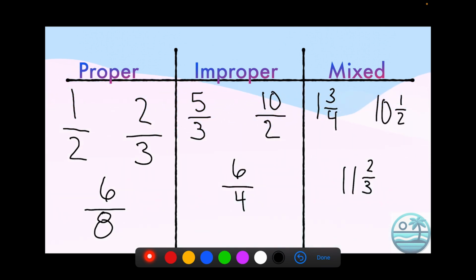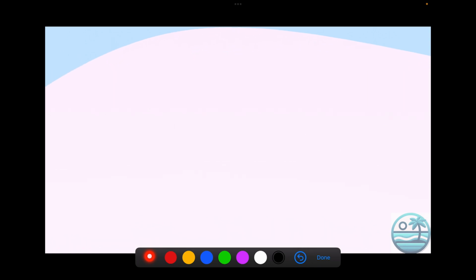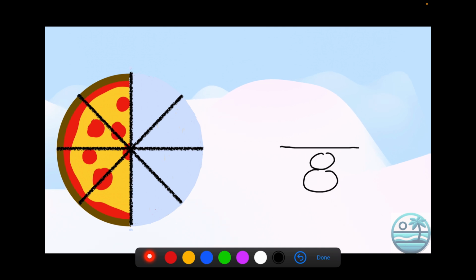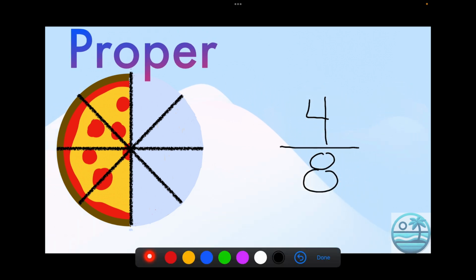Now let's see if you can figure out what type of fraction we're looking at here in these slides. Here I have a pizza, standard cut into 8 slices, and of those 8 slices I have 4 left. What type of fraction is this? If you said proper, great job.